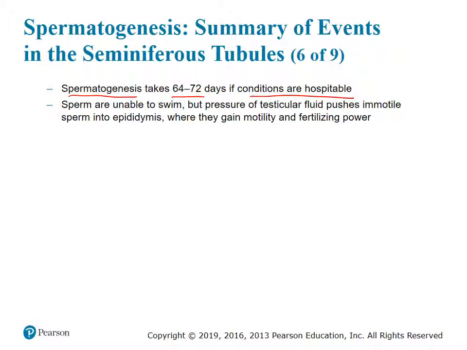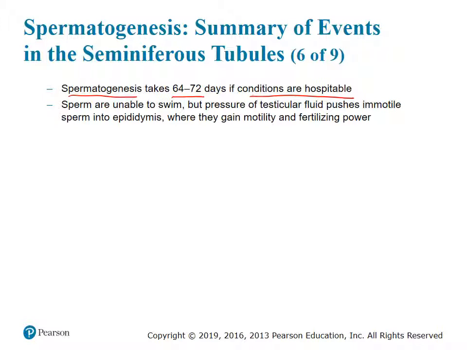Spermatogenesis takes 64 to 72 days if conditions are hospitable. So it takes a good while for spermatogenesis to actually form the sperm, and then from immature to mature, 20 days after that. But since this process starts early in life during puberty, it's a continuous process, so it doesn't end. There's always a good amount. There's no sperm being run out, per se. There's always going to be sperm in some process, either the 64 to 70 days, the immature phase, or already mature.